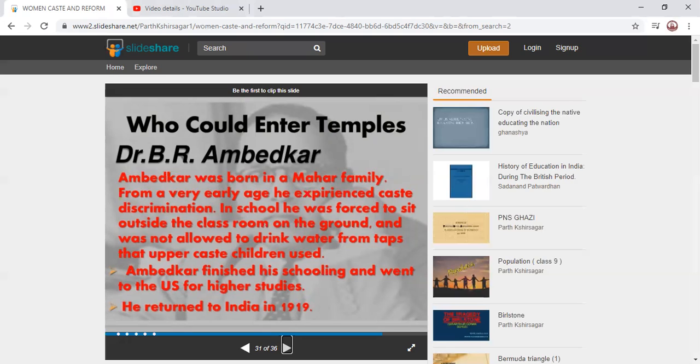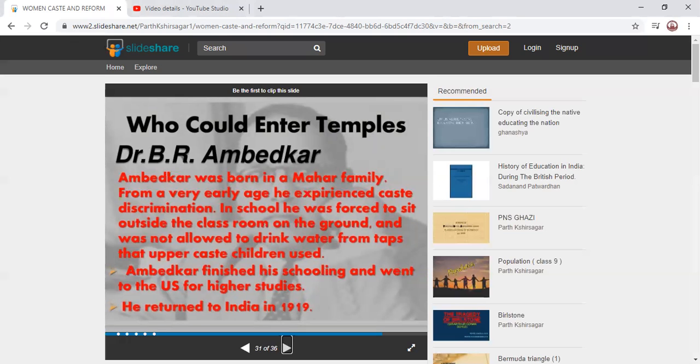Now the next one is Dr. Bhimrao Ambedkar, the second social reformer, B.R. Ambedkar. For the removal of casteism in India, Ambedkar worked very efficiently. He belonged to the Mahar community, and in childhood he was not allowed to attain education. But still he attained the education by sitting outside the class.